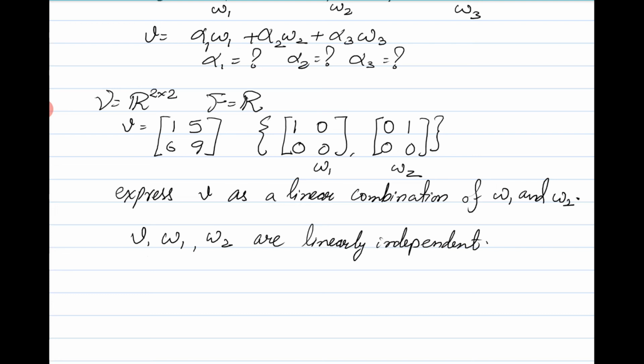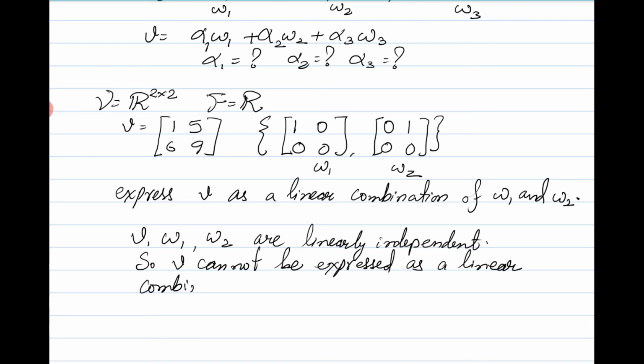Okay, so we cannot express V as a linear combination of W1 and W2.